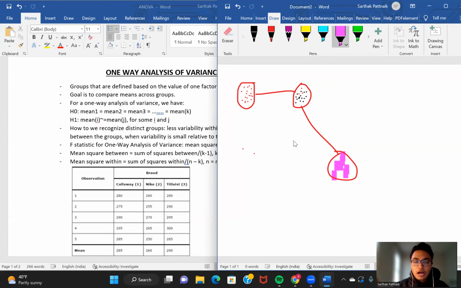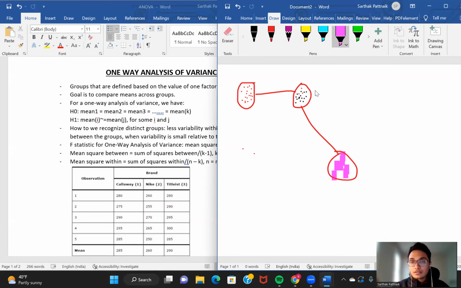Moving forward, how do we actually measure what groups exist, or how do we actually go ahead and identify groups that exist within a population data set? The way to do that is basically to find out variability. And variability is a measure of how distinct the points are with respect to one another. Variability has to be calculated within each group, and variability needs to be calculated between groups.